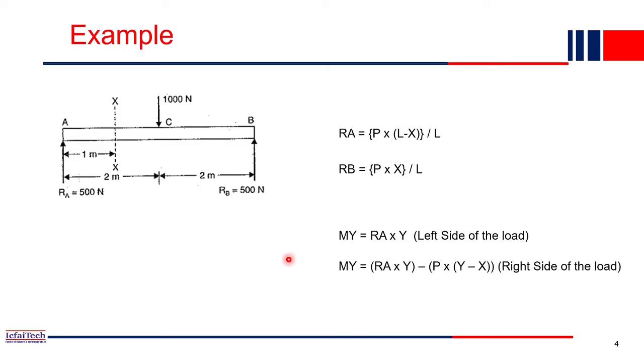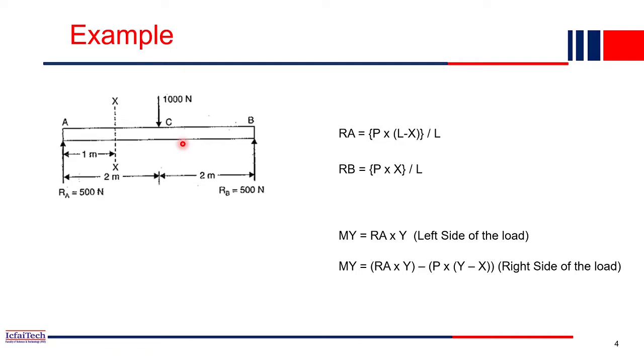How to find Ra and Rb? Using the equilibrium equations we can find them. Ra will be simply Ra equal to P into (L minus X) by L. What is X? X is the distance from A to where the load is acting. Here it is at the center point, so X will be simply 2 meter. X is a variable, meaning where this concentrated load is acting; we are just deriving the equations, so we use capital X. In this case capital X will be 2 meter, and L is the total length of the beam. Similarly, Rb you can easily compute using the equilibrium equations, which is nothing but P into X by L.